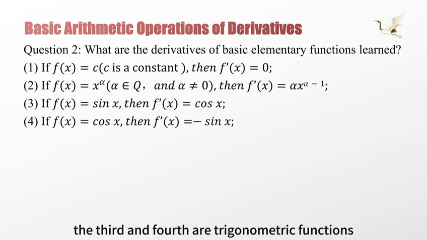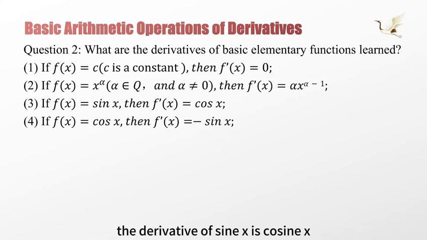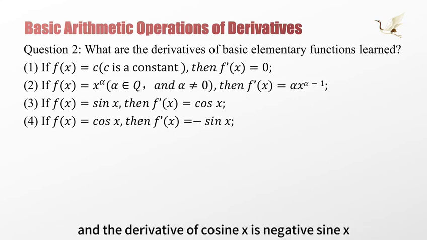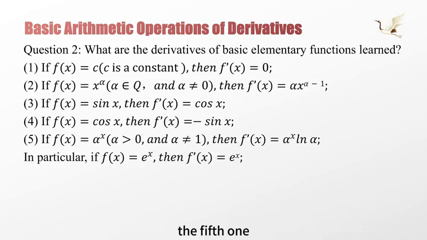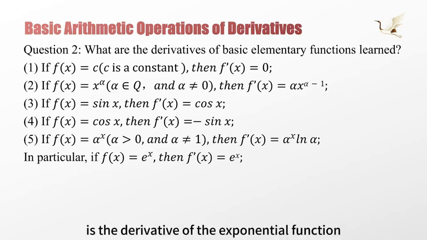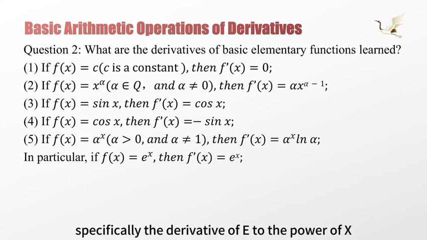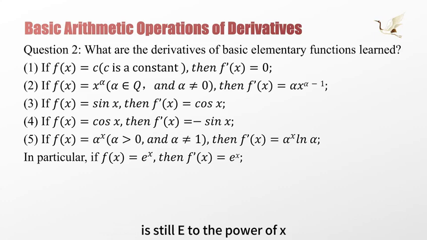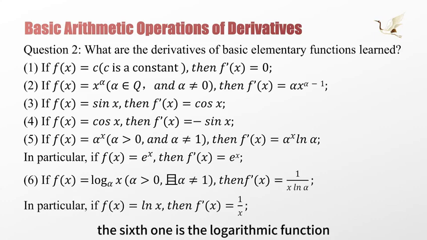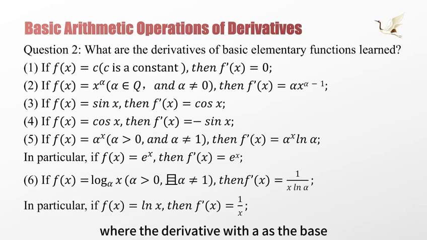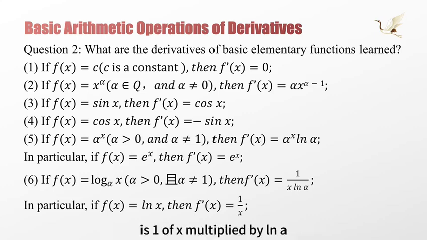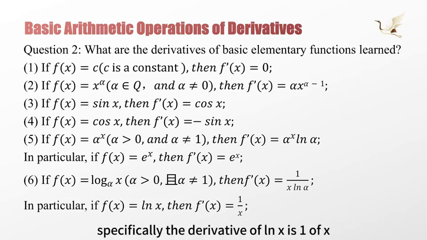The third and fourth are trigonometric functions. The derivative of sine x is cosine x, and the derivative of cosine x is negative sine x. The fifth one is the derivative of the exponential function a to the power of x, which is a to the power of x multiplied by ln a. Specifically, the derivative of e to the power of x is still e to the power of x. The sixth one is the logarithmic function, where the derivative of the logarithm with base a of x is 1 over x multiplied by ln a. Specifically, the derivative of ln x is 1 over x.